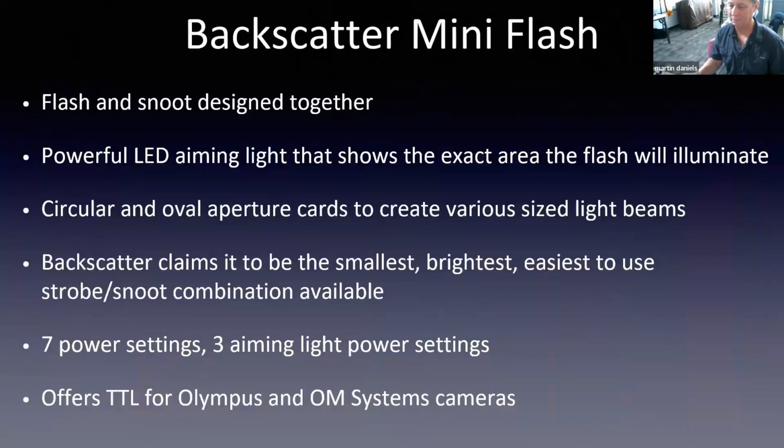Designed together, it has a very powerful LED aiming light, so you know exactly where that snoot light flash is going to go. You have circular and oval aperture cards, so you can change the size and shape of the beam. Backscatter claims it to be the smallest, brightest, easiest to use snoot strobe combination available, and I believe it. 7 power settings, 3 aiming light settings, and the new one offers TTL for Olympus and OM System cameras. I love this thing. Okay, it's really awesome.